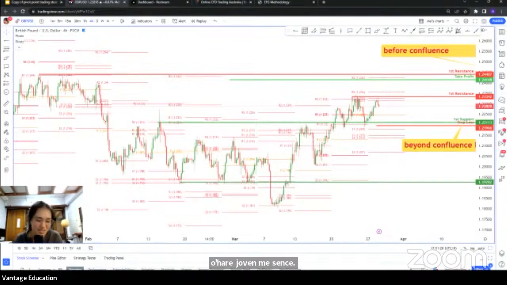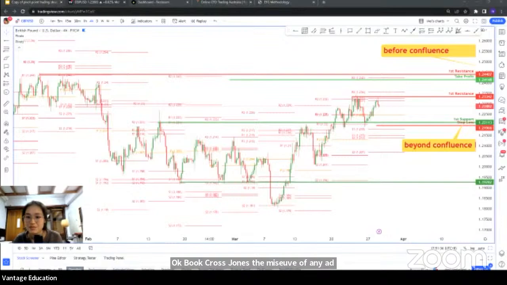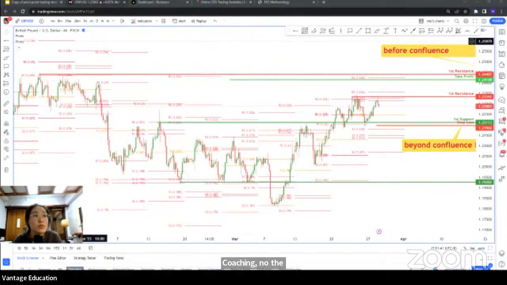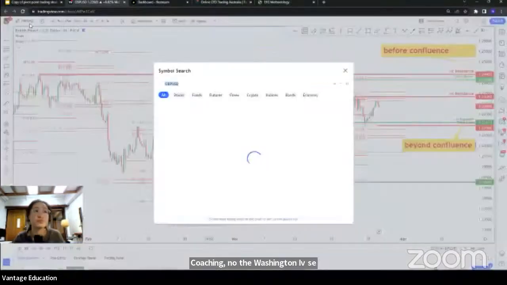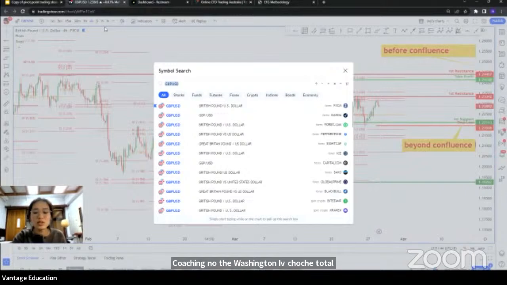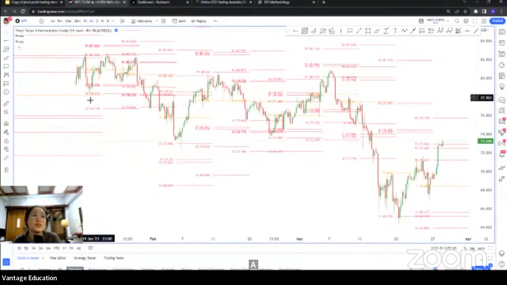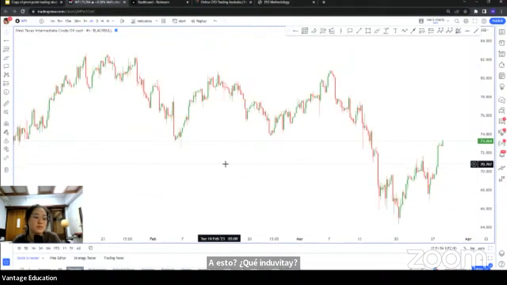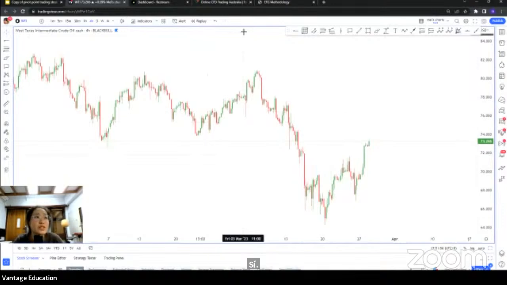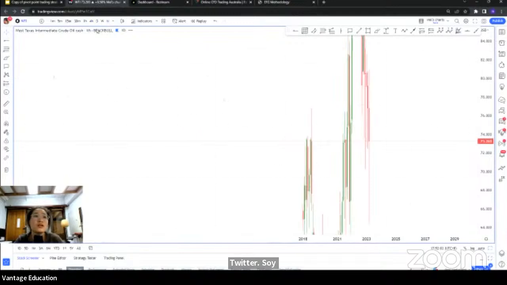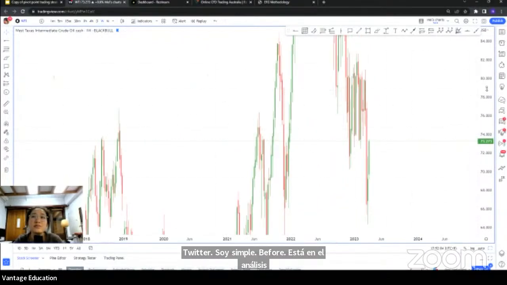Okay, but good questions. Let me see if we have any other questions. Okay, no other questions. If not, let's look at one more chart together. Let's look at WTI. Okay, so same thing before we start any analysis, we look at the larger time frames. Okay, let's start with weekly.